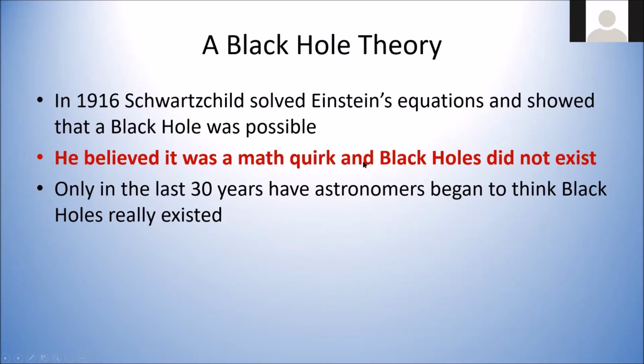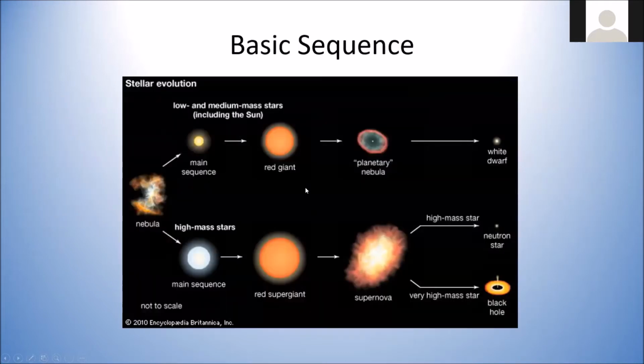The math would just suddenly blow up and you'd find things like you were dividing through by 0, which gives you infinity, and things that just mathematically didn't make sense. But it's only in the last 30 years or so that astronomers began to really think that, hey, black holes are probably out there. So here is the sequence of the kinds of stars that are formed.